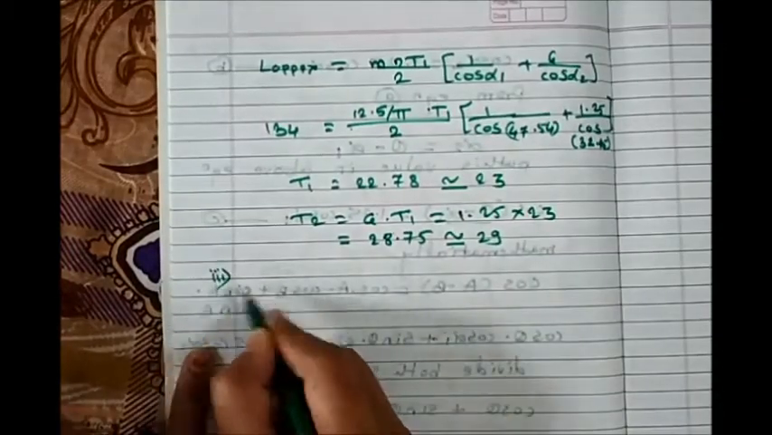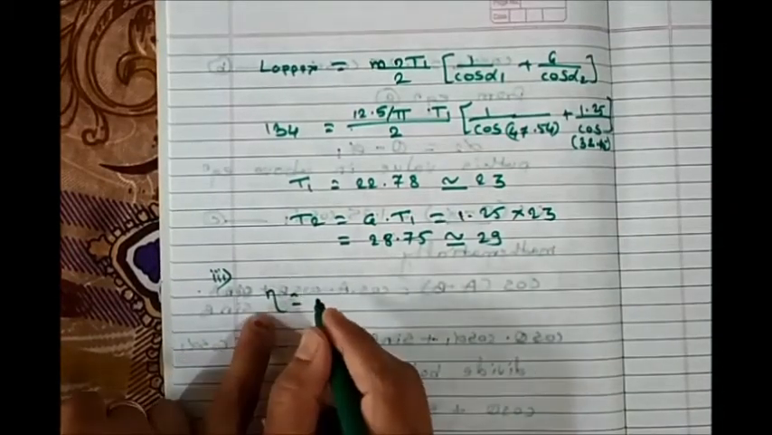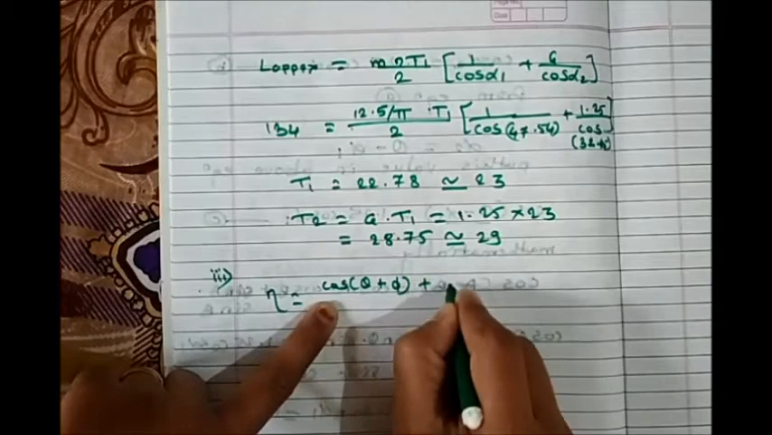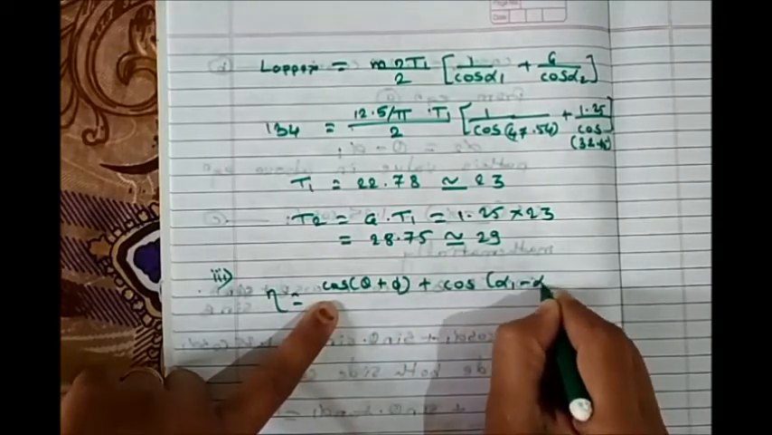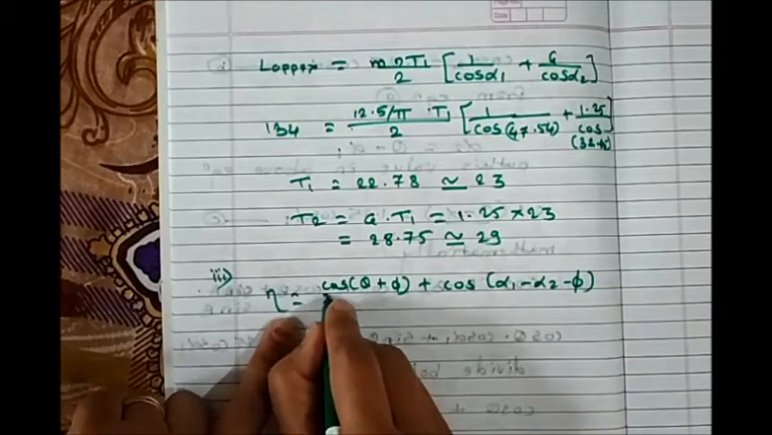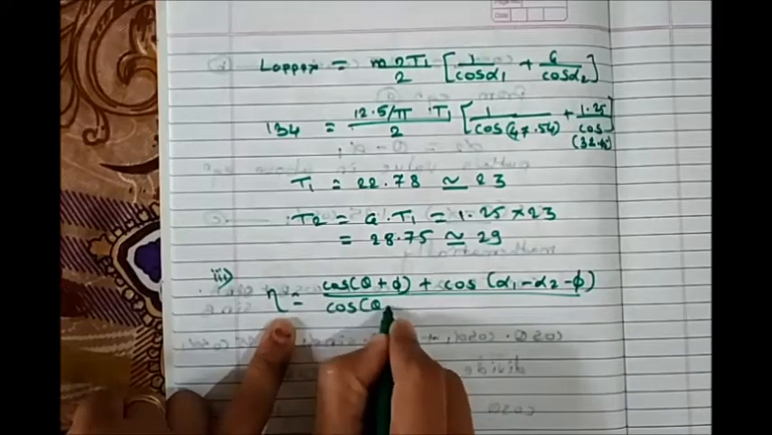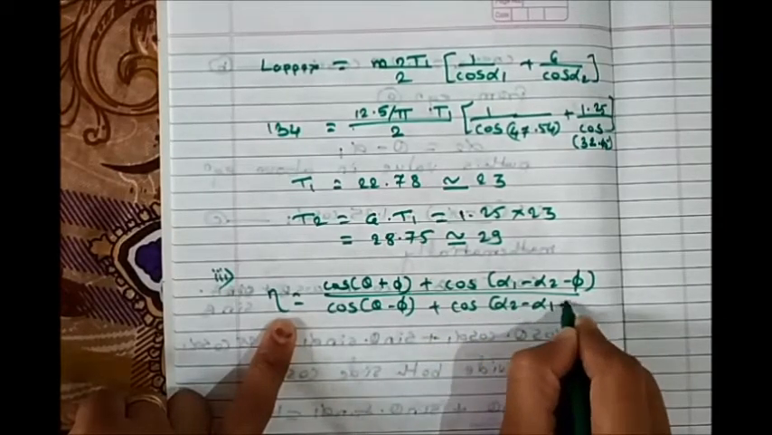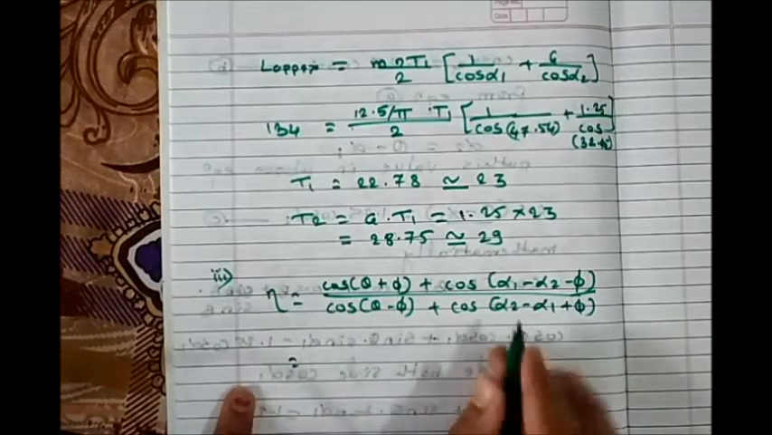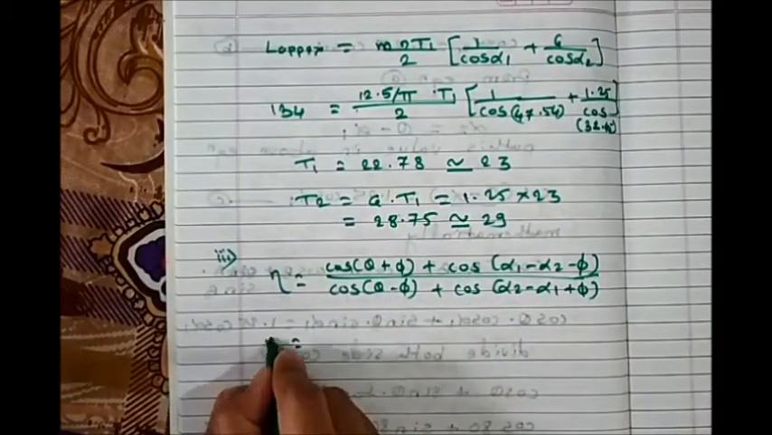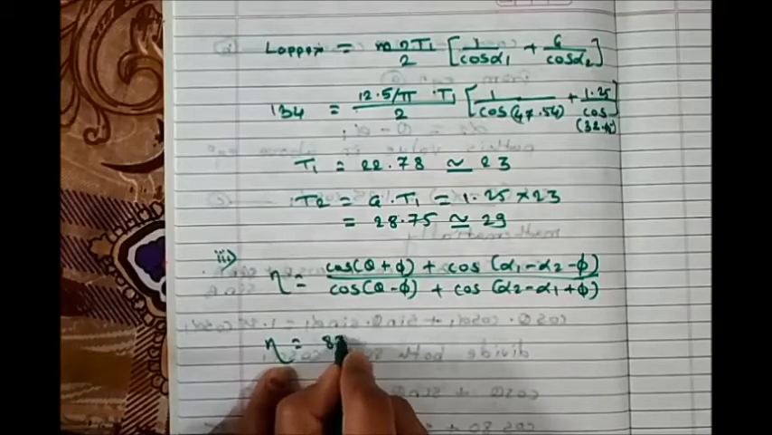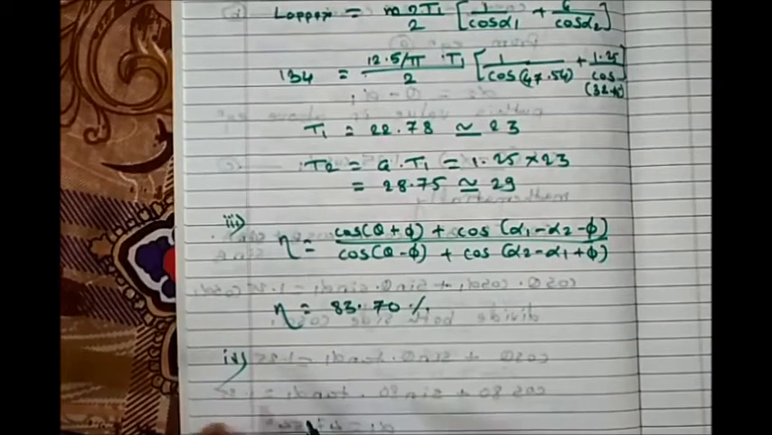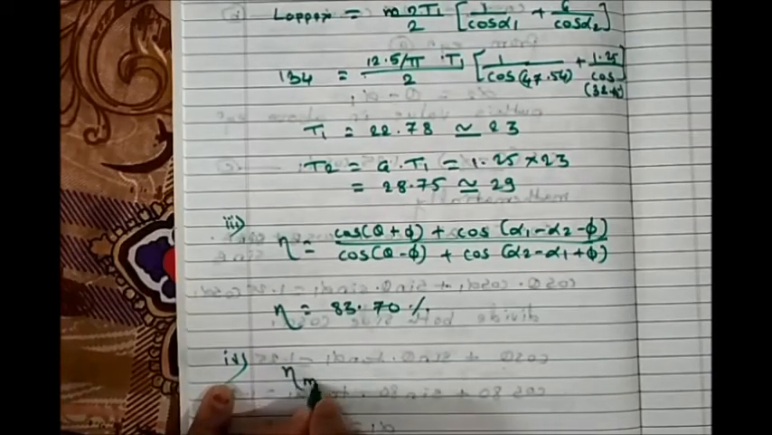Now the third is efficiency. So we know the efficiency formula: eta is equal to cos of theta plus phi plus cos of alpha 1 minus alpha 2 minus phi, divided by cos of theta minus phi plus cos of alpha 2 minus alpha 1 plus phi. So we know all the values, so let's put the values and get the answer. Eta is equal to 83.70%. Similarly, lastly they ask for maximum efficiency.